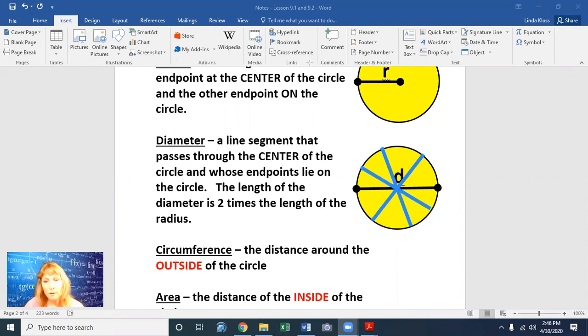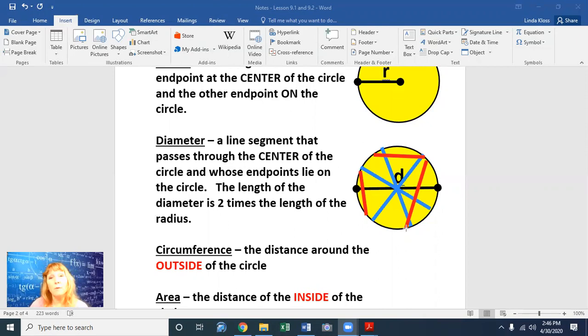What about this kind of line here? That is not a diameter because it does not pass through the center of the circle. That is actually called a chord. Any line that goes from one endpoint to another but does not pass through the center is a chord. So this would be a chord. Any of the reds are chords. Okay.